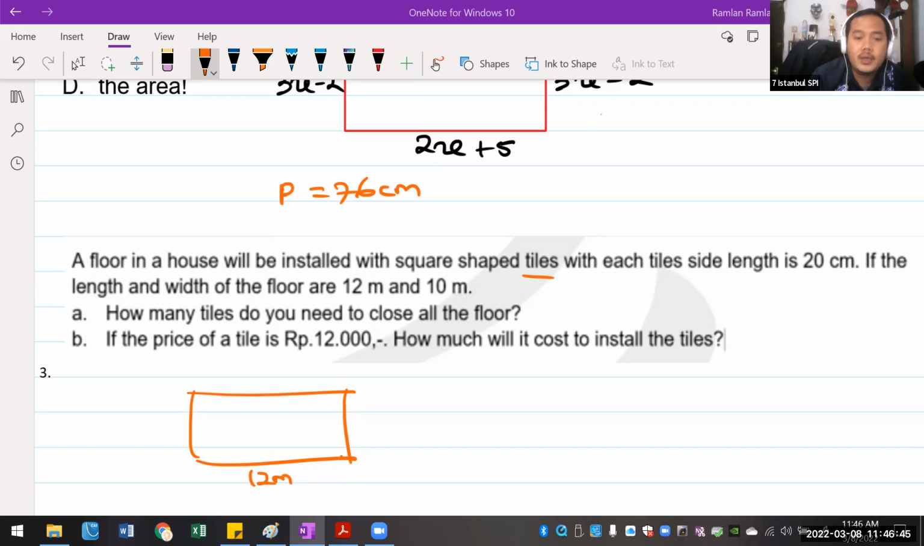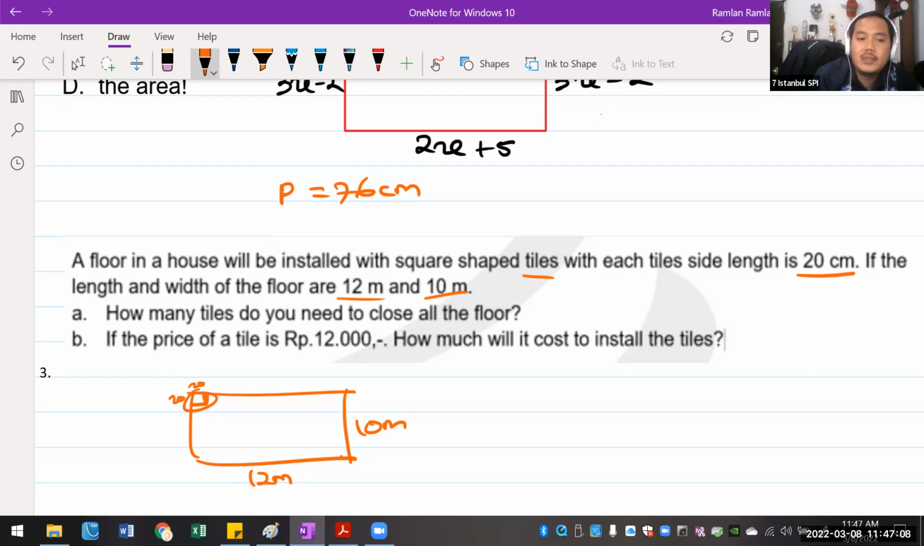Okay. So, this is 12 meter and this is 10 meter, right? 12 and 10. Okay. And each tile side is 20 centimeters. So if we have only one tile over here, it just covers 20 times 20, right? If you want to cover all of the area of this floor, how many tiles do I need? How many of these do I need?